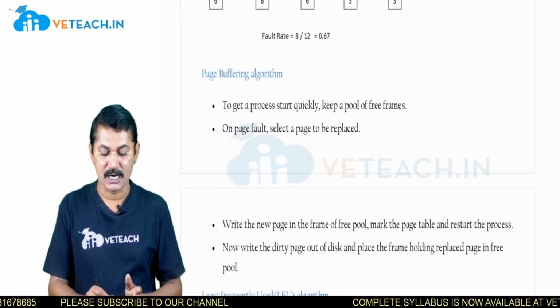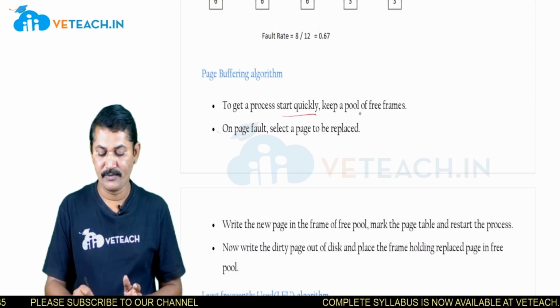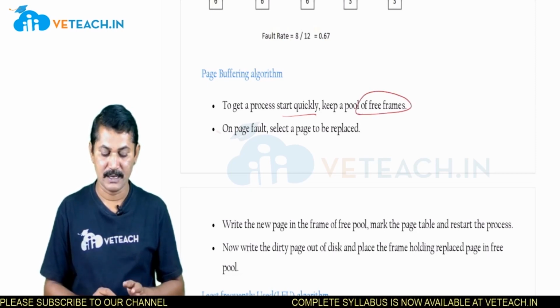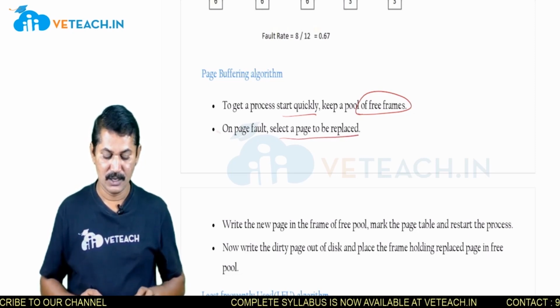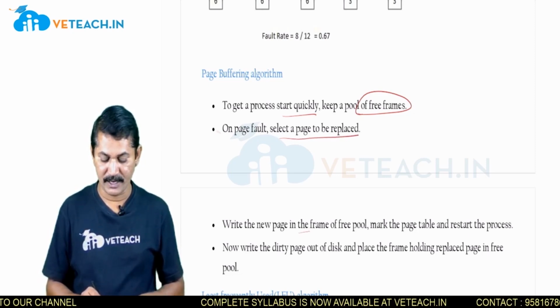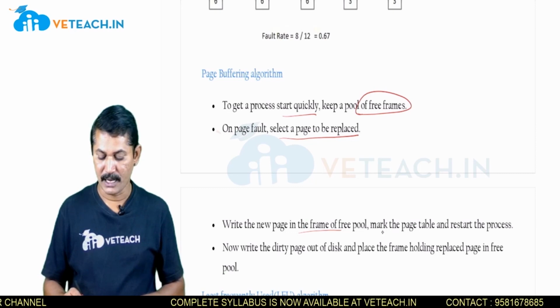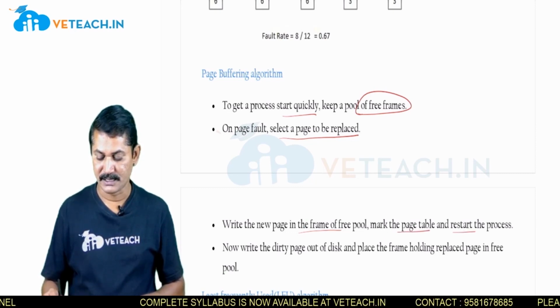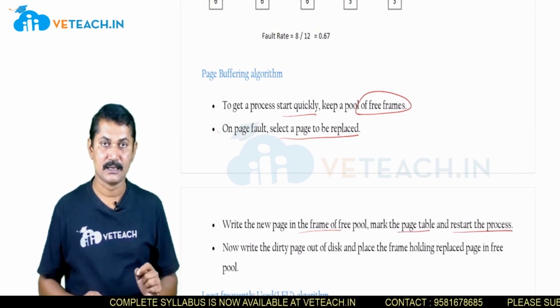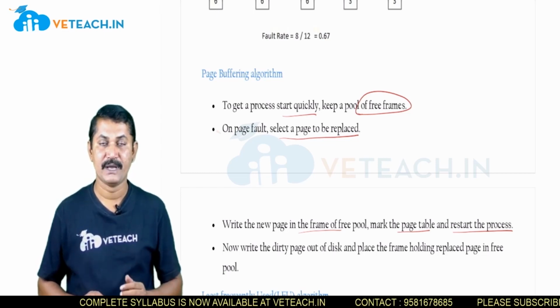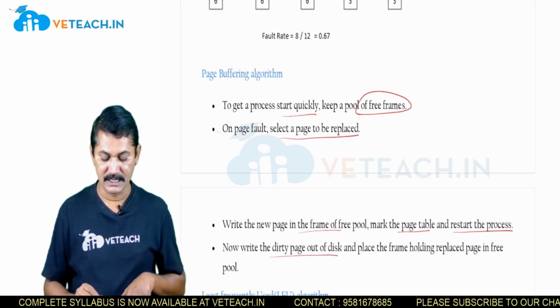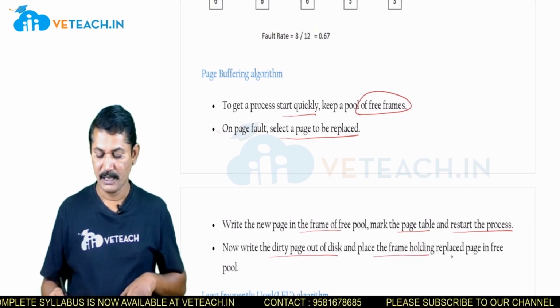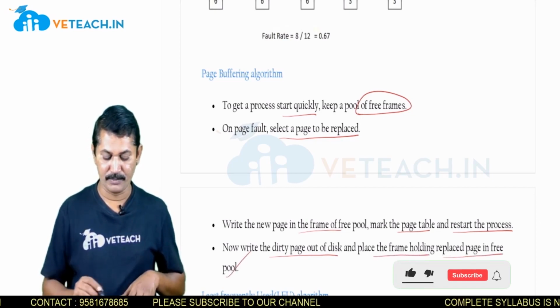To get a process started quickly, keep a pool of free frames and on a page fault select the page to be replaced. That means write a new page in a frame of the free pool, mark the page table and restart the process. This is another algorithm to make the pages available for execution. Now write the dirty page out to the disk and place the frame holding the replaced page in the free pool.